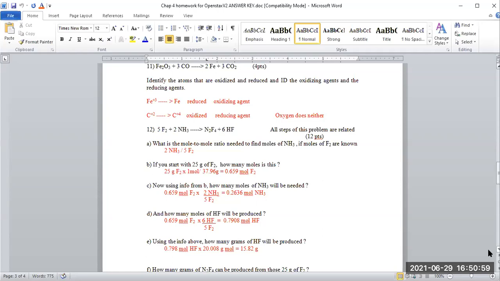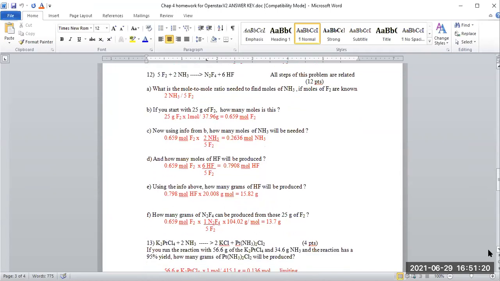Then I swapped over to the product side. So if I know how many moles of fluorine I have, how much HF am I going to get? It does say moles, so that one does not ask you to convert it back to grams yet. That's the one below it. You have a 6/5 ratio.